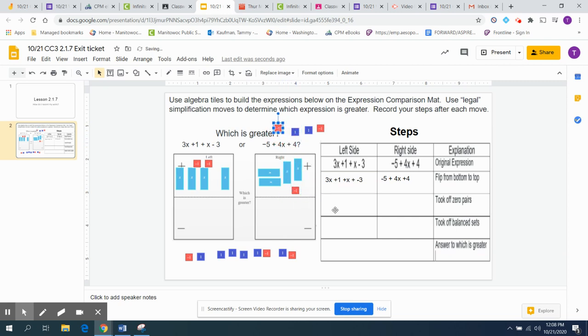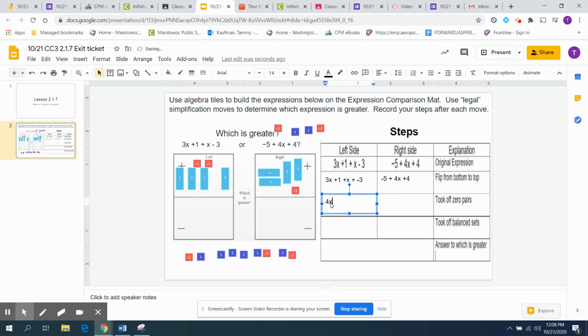Technically what I did is I'm combining these terms, and what I'm left with on the left side is 4x's plus -2. If you take 1 plus -3, it equals -2. So I'm combining those two. And on the right side, I'm left with 4x's plus -1. If you take -5 plus 4, it equals -1. So I took off my 0 pairs.